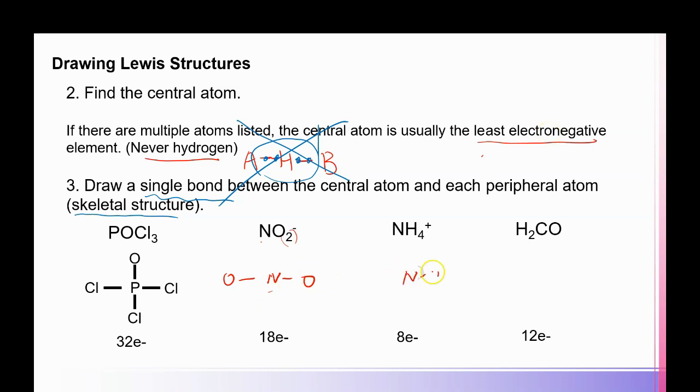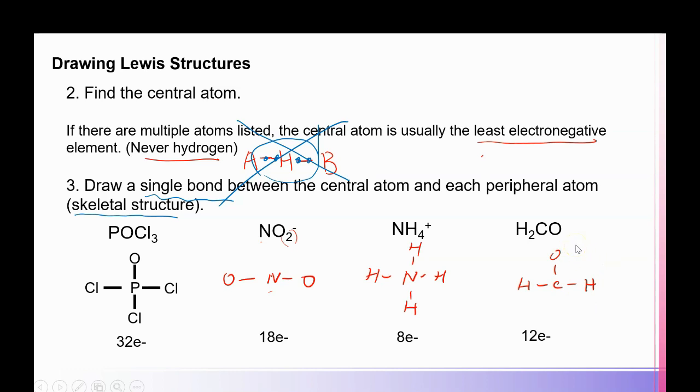And here, hydrogen is never in the center, so I'm going to spread it around. So that's the skeletal structure. And for the last one, if this is on the test, I will tell you, oxygen is connected to carbon only, something like that. And then hydrogen is connecting to the carbon. Alright, so now that's our skeletal structure.